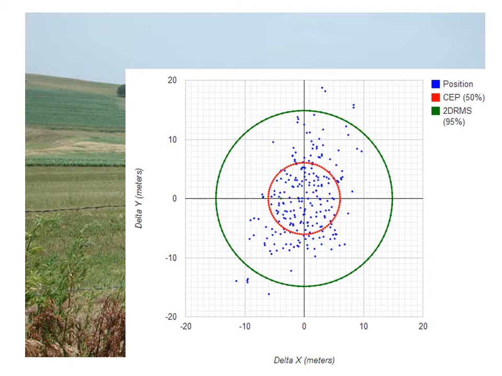The green circle is drawn with a 15-meter radius, and with good GDOP, about 95% of the plotted positions will be within this green circle. You can be 95% certain that your GPS unit position is accurate to within plus or minus 15 meters. The red circle is drawn with a 5-meter radius. You could be 50% certain that your GPS accuracy is plus or minus about 5 meters.